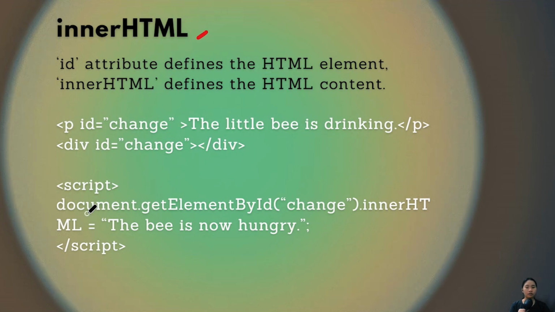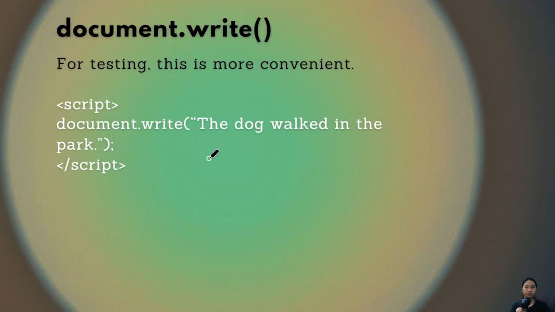innerHTML, so inserted into the HTML, the B is now hungry, okay? In the case of P, we already have the little B is drinking. So once the JavaScript is executed, this line right here will be replaced by the B is now hungry. As for div, since it has nothing in it at all, it's just going to have the B is now hungry. There will be no replacements, okay?